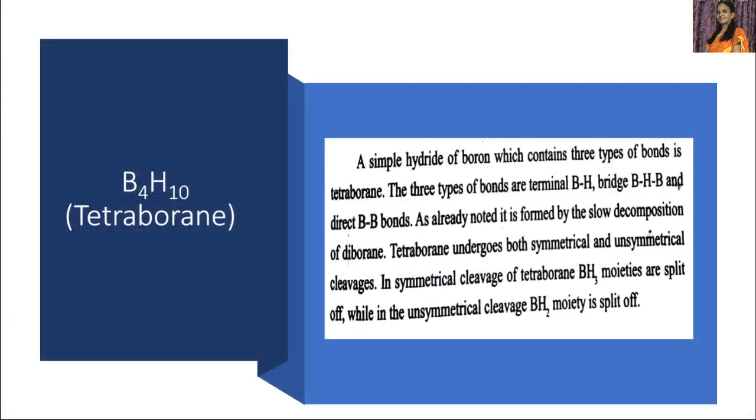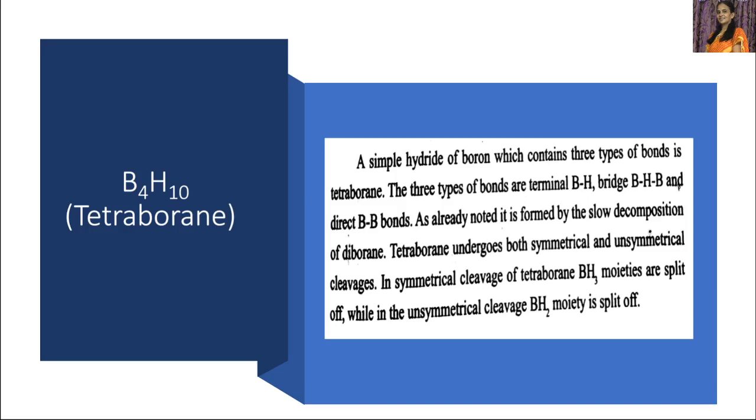Now let's discuss higher boranes one by one. The first higher borane is tetraborane, tetraborane-10, B4H10. This is a simple hydride of boron which contains three types of bonds. The three types of bonds are terminal BH bonds, that is two-center two-electron BH bonds, bridge BHB bonds, that is three-center two-electron bonds, and direct BB bonds. As already noted, it is formed by the slow decomposition of diborane.